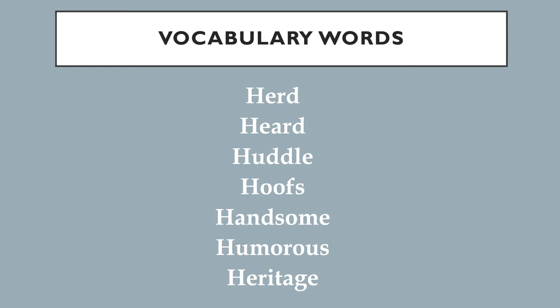Our third word is huddle. H-U-D-D-L-E. Huddle means crowd together. Yani, jab hum bahut se log ikattha ek jhund banate hain, usko bolte hain huddle. Our next word is hoofs, which we have learned just now. What are hoofs? Hoofs are the outer covering of the feet of animals. Aapne kabhi horse ya cow ke paanv dekhe hain? Haan, woh aage se bahut sakht hote hain, bahut thick hote hain. Those are hooves.